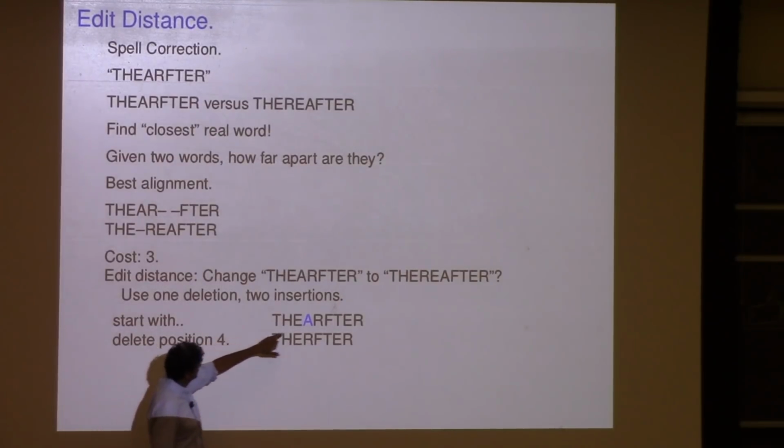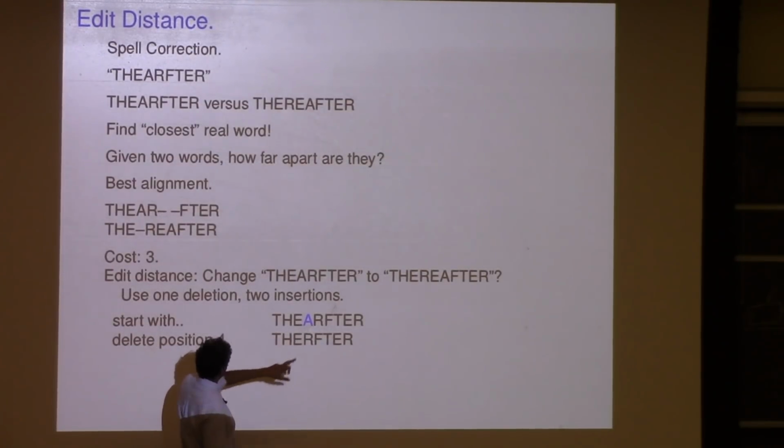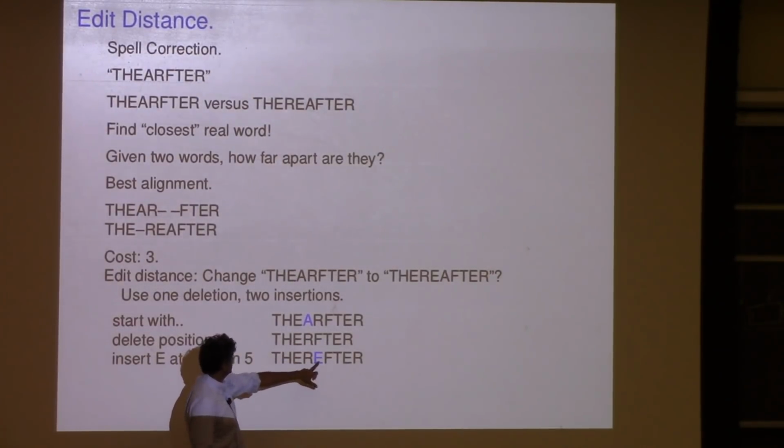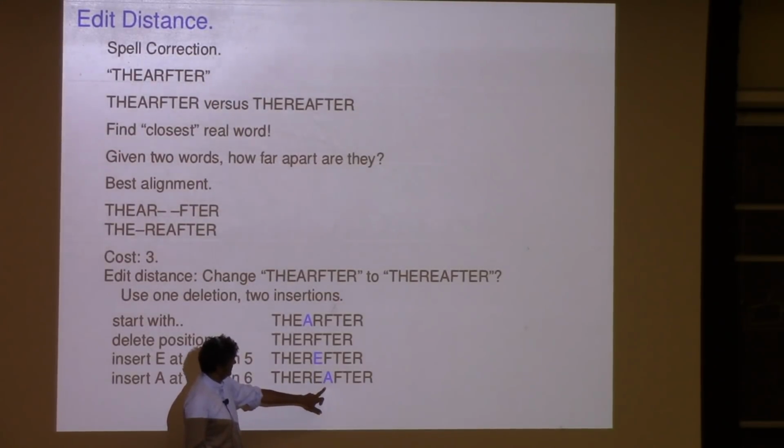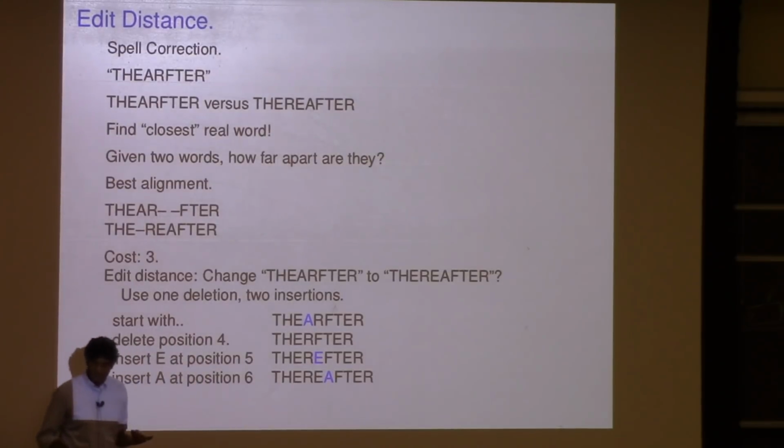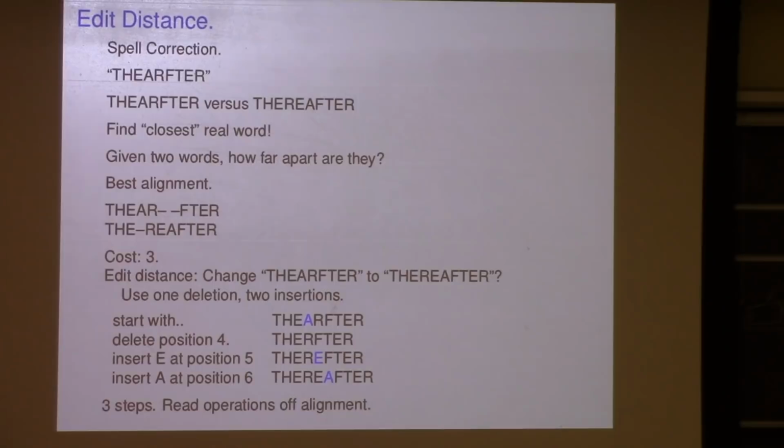So you start with this one. You can delete at position 4 and you get something else, right? You get something smaller. Then you can add E, okay, and then you add an A, right? So it costs 3. 1 deletion and 2 insertions, okay? So 3 steps. And you can read these operations off the alignment.